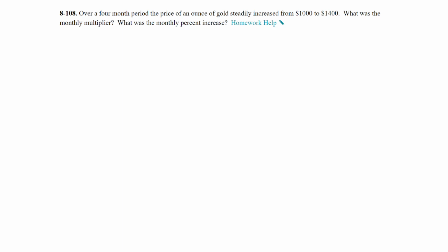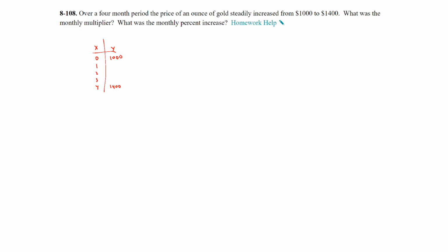Question 108. Over a 4-month period, the price of an ounce of gold steadily increased from $1,000 to $1,400. What was the monthly multiplier? What was the monthly percent increase? So we're talking about a 4-month period. So we have, I'm just going to use X and Y. And it started at 1,000. So that would be our starting value, our initial value. And then after the 4-month period, it was up to 1,400.